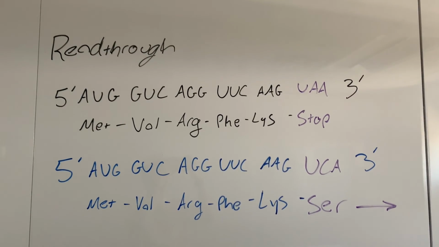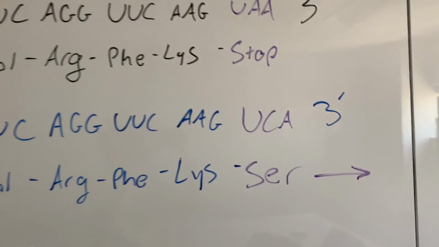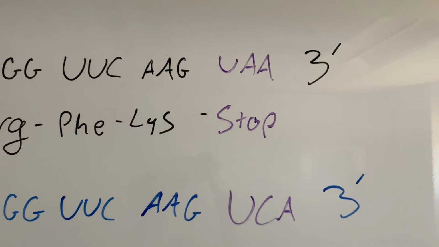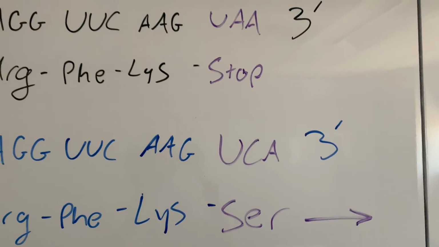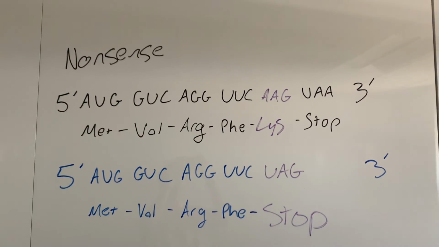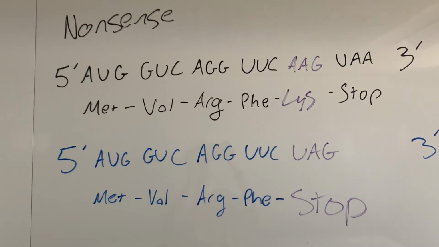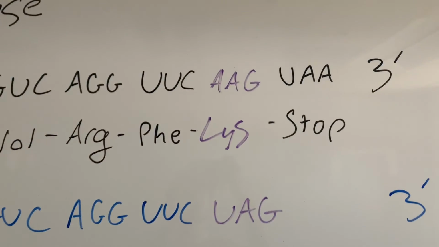Next up, we have a read-through mutation where a stop codon gets changed into a normal amino acid, and the strand just keeps on going. Here we're changing an A to a C, which makes this a transversion, and we're changing it from a stop codon to a serine. Last one on the list is a nonsense mutation when you change a normal amino acid to a stop codon. Here we're changing lysine to a stop codon, and this is a transversion because we're changing an A to a U.